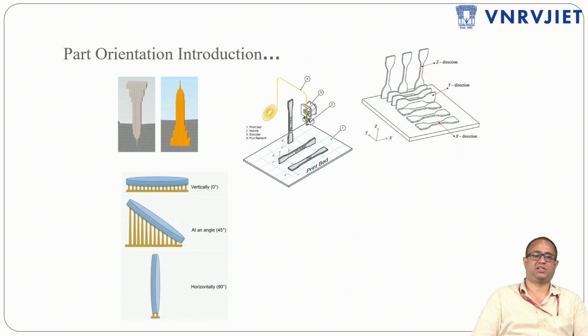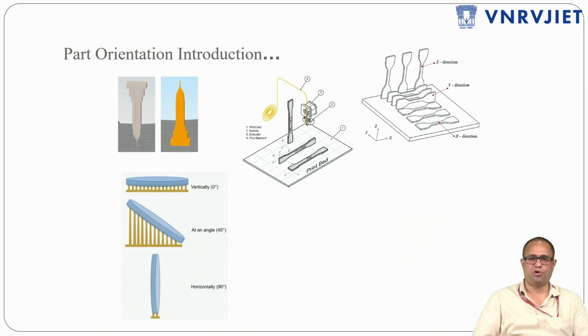So next, part orientation. So what is part orientation? How does part orientation play an important role in additive manufacturing? You can see the support generation depends upon the part orientation. If the angle is within 45 degrees, no support materials are required. If it exceeds 45 degrees, then support structures are obviously required. So we need to optimize the supports.